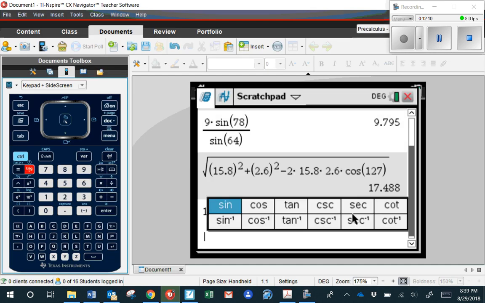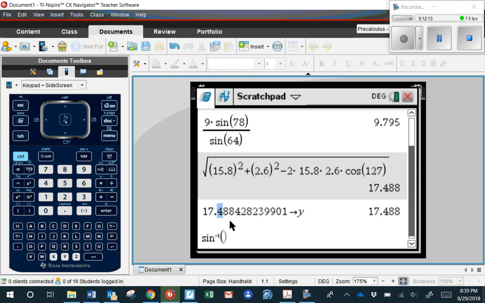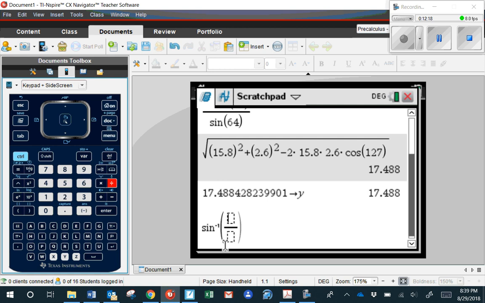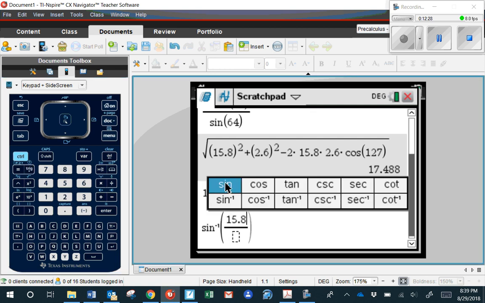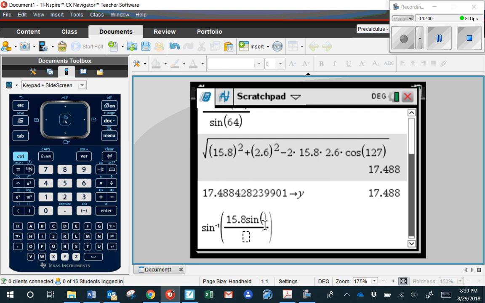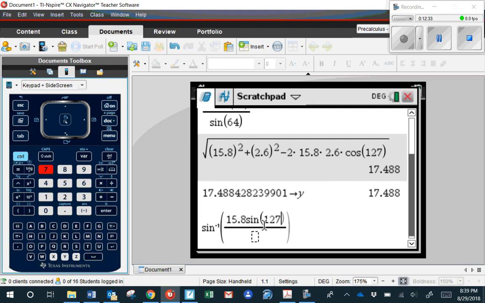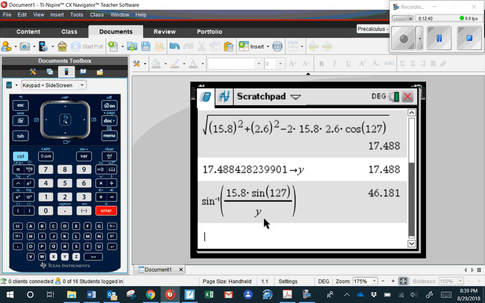So sine inverse of, Control divide to get a fraction, 15.8 times the sine of 127 over y. And now I just type a y in there, press enter, and it gives me an angle measure for x of 46.181 degrees.